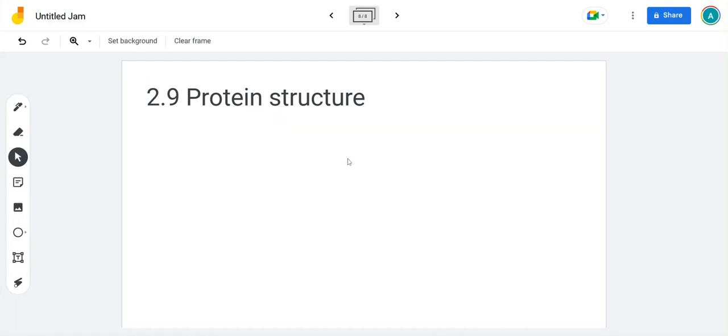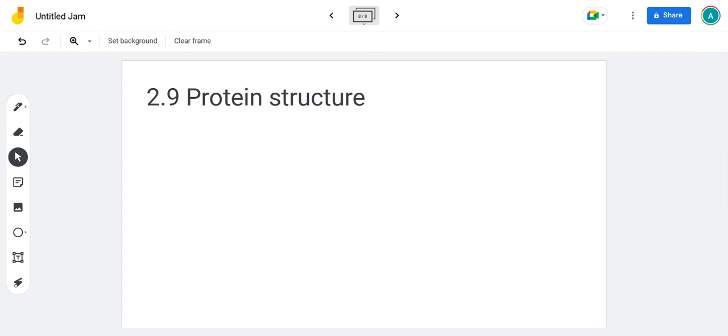Hi there, welcome to Spec Point 2.9, which is all about protein structure. Now, this is a big section because it goes all the way from the structure of an amino acid into how the amino acids join together and then into how we fold into proteins. So it's a big spec point, and let's start off with the structure of an amino acid.